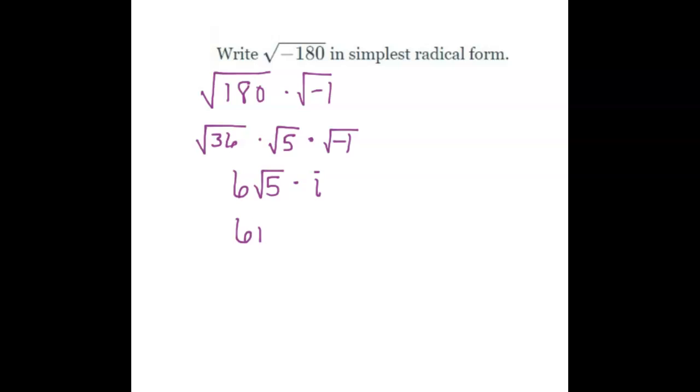And so the one last thing we probably want to look at is in this case, since it's 6 times the square root of 5 times i, typically we put the i unit in front of the square root so that it doesn't look like it's underneath the square root, that it's its own value.